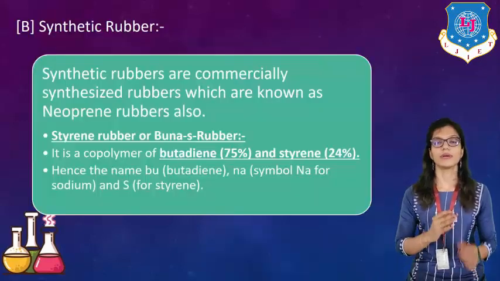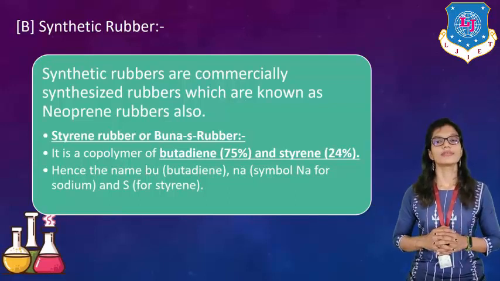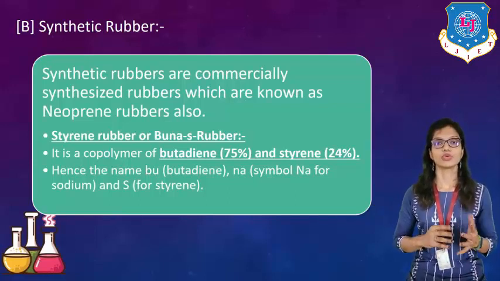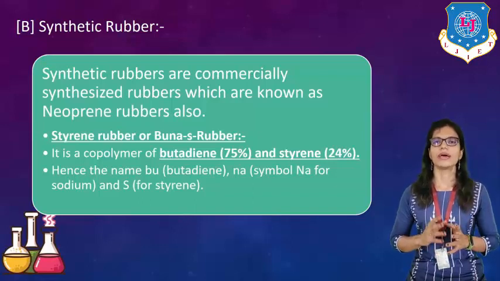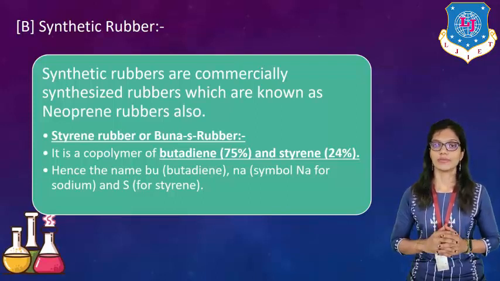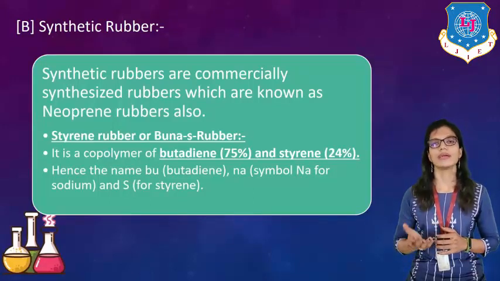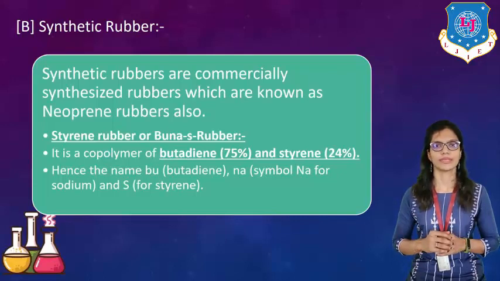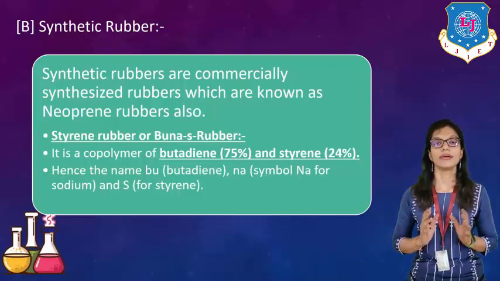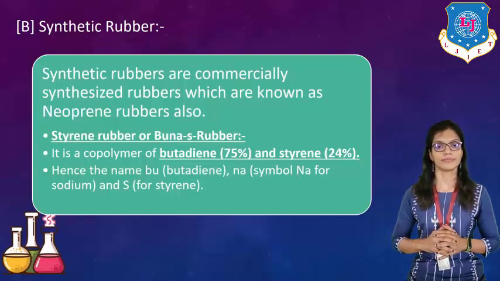What is a rubber? We all know that rubber can be of two types, a synthetic one and a natural one. Natural rubber is generally obtained from the tree, but synthetic rubber can be manufactured. It can be manufactured in industry, in a laboratory, in any kind of factory. It is basically a man-made polymer.